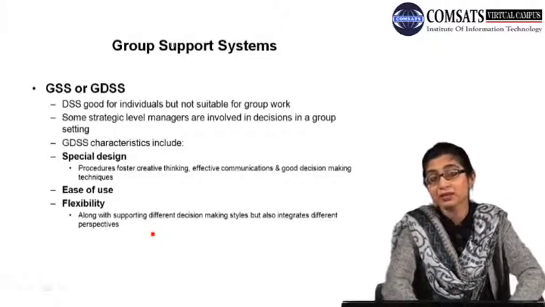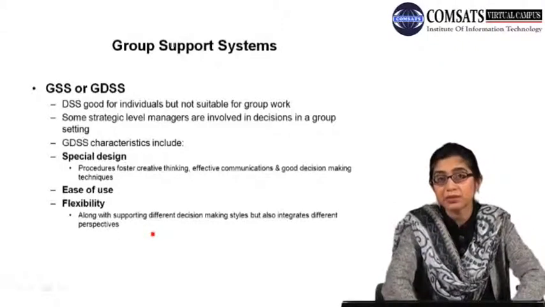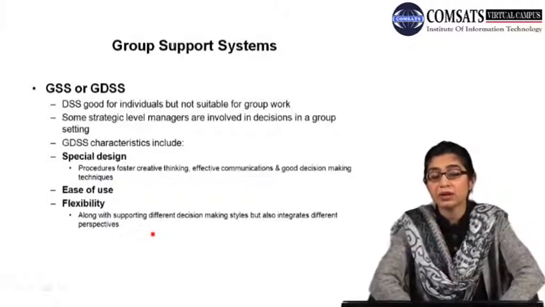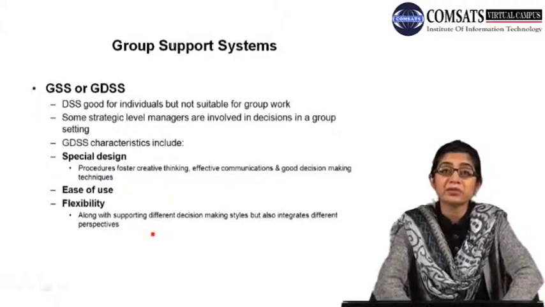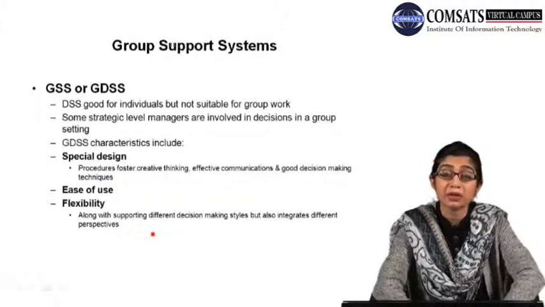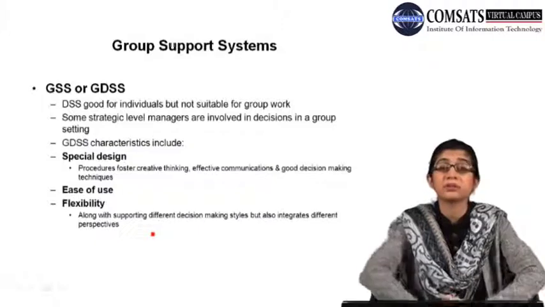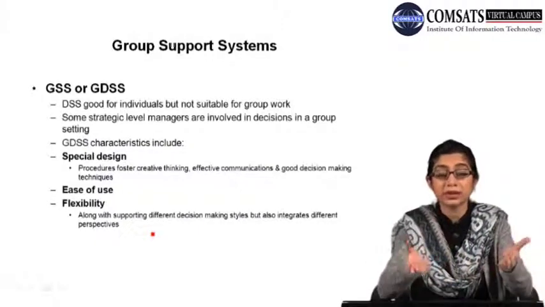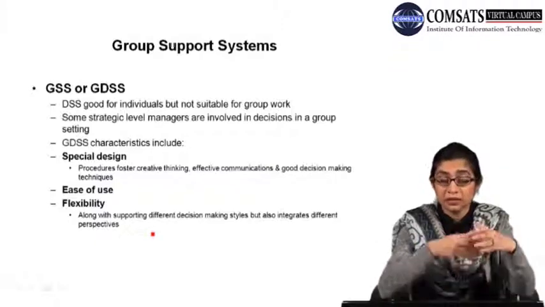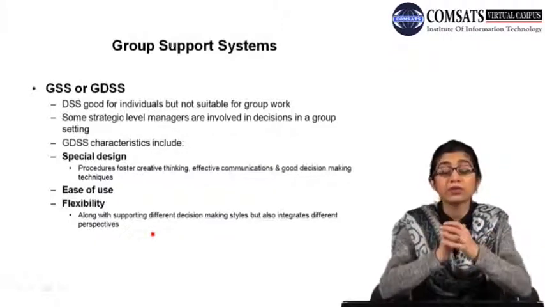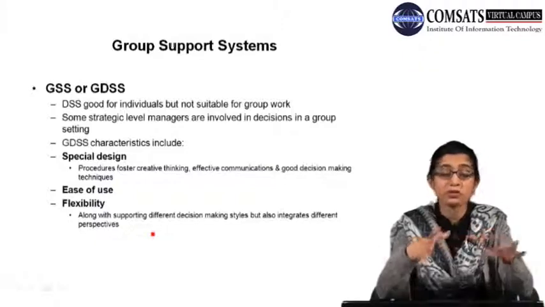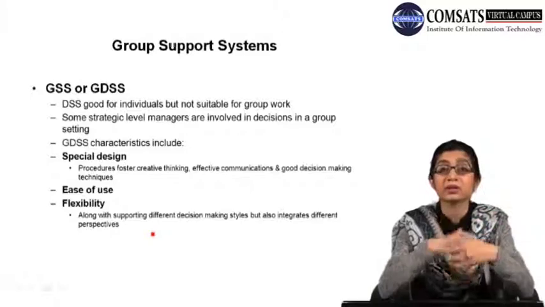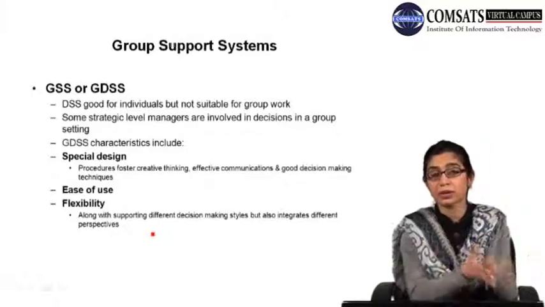That means when decisions are made in a group, what kind of system will they use? Usually managers work in a group. They work on a certain project in a group, or they come to a certain decision in a group. So the system being used here is the GSS. Decision support systems are good for individuals, but they are not suitable for groups because they cannot take input from all the members of the group. So this is the drawback of the DSS.